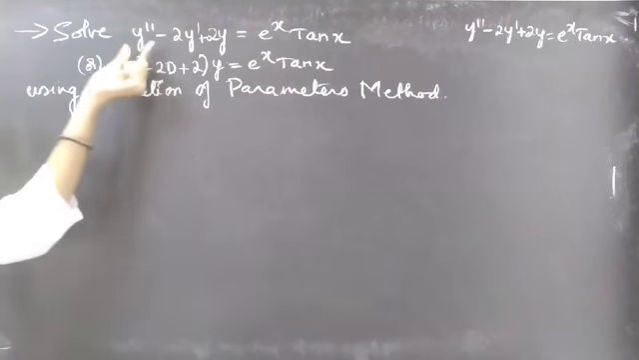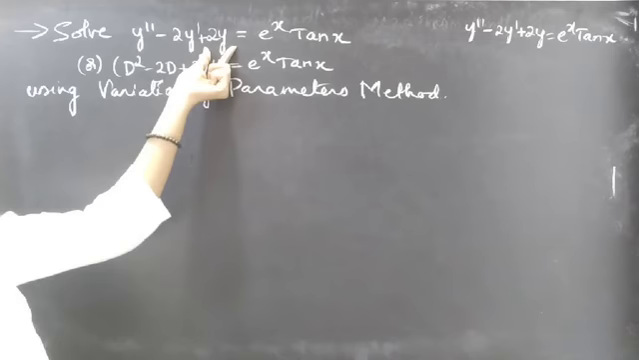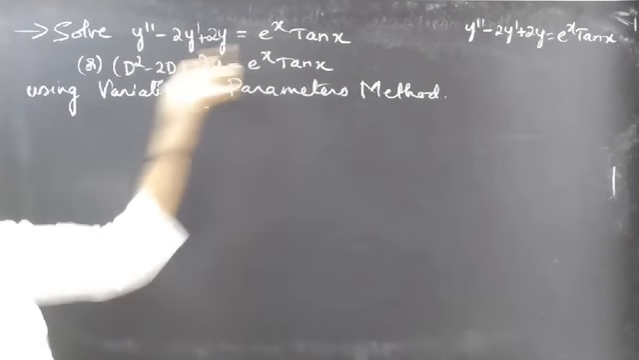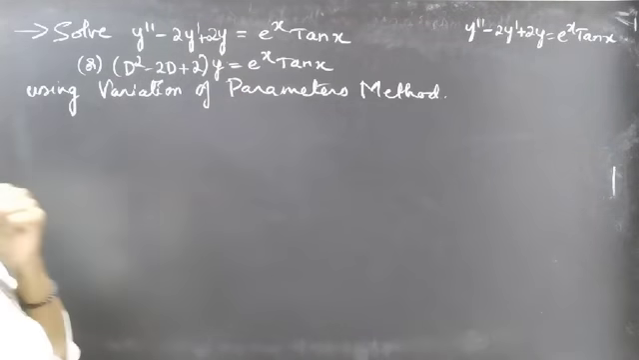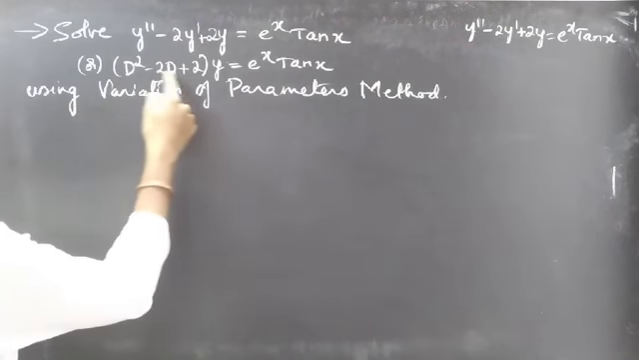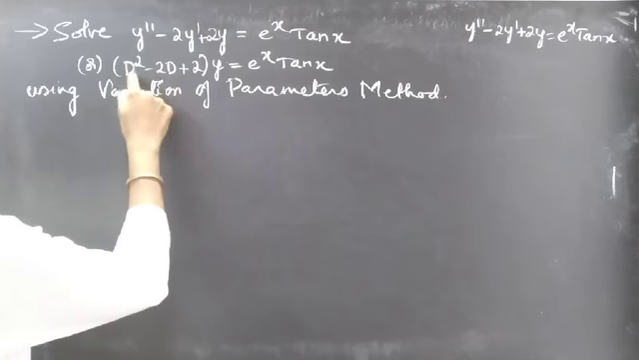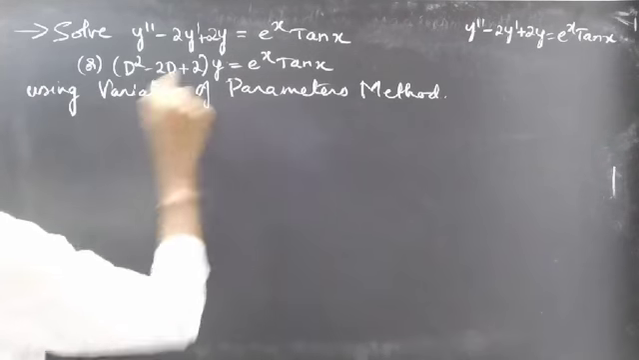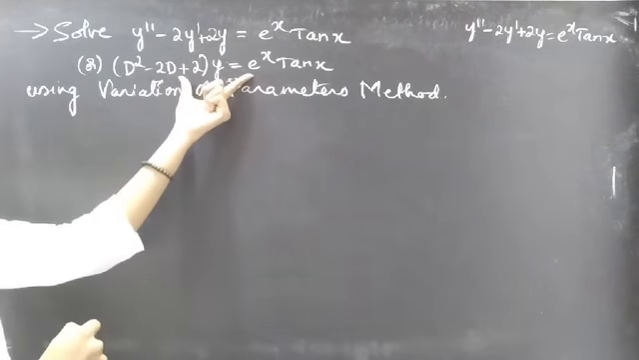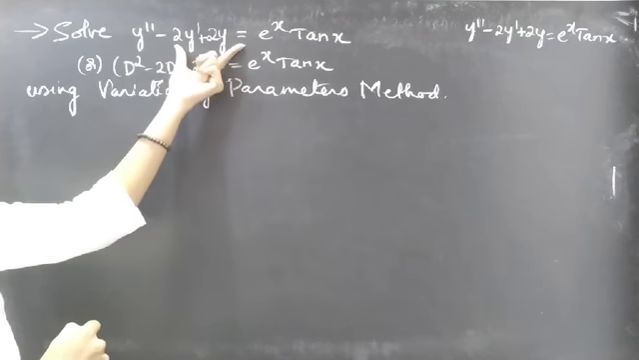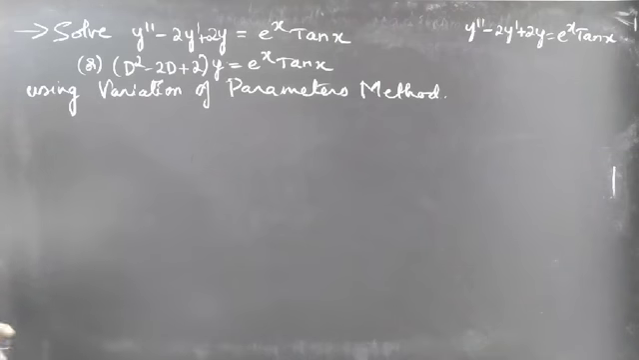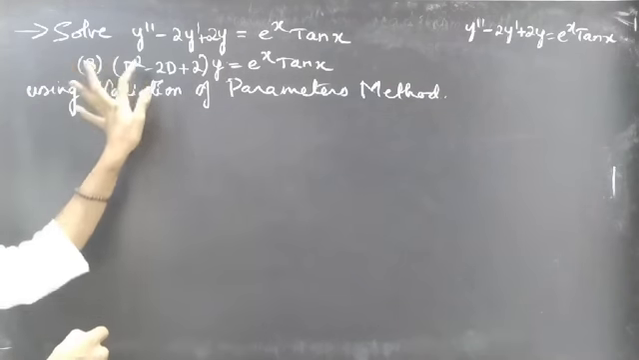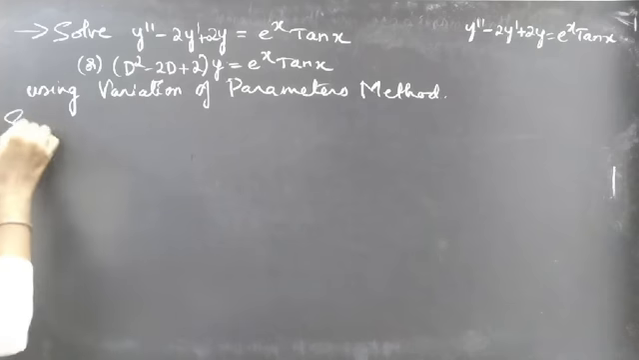Problem: solve y double dash minus 2y dash plus 2y equal to e power x tan x, or (d square minus 2d plus 2) into y equal to e power x tan x. Here we have written this equation in operator form. This is the operator form of the first equation. And we are given a differential equation of order 2.